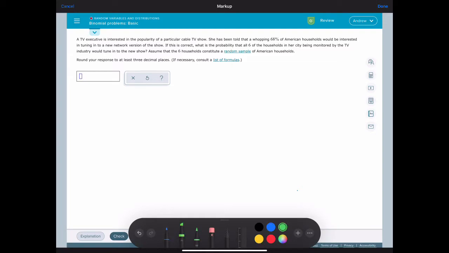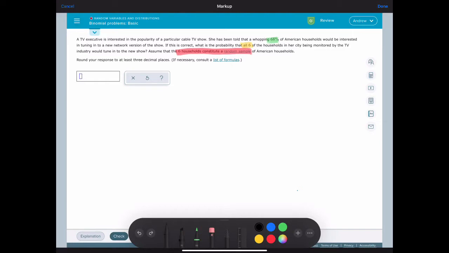So let's read this. A TV executive is interested in the popularity of a particular cable TV show. She's been told that a whopping 68% of American households would be interested in tuning into a new network version of the show. If this is correct, what is the probability that all 6 of the households in her city being monitored by the TV industry would tune to the new show? Assume that 6 households constitute a random sample.